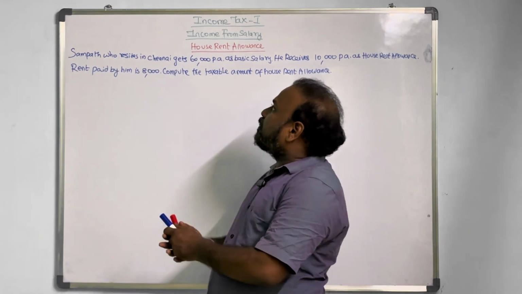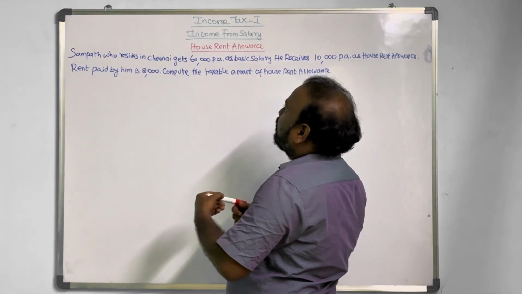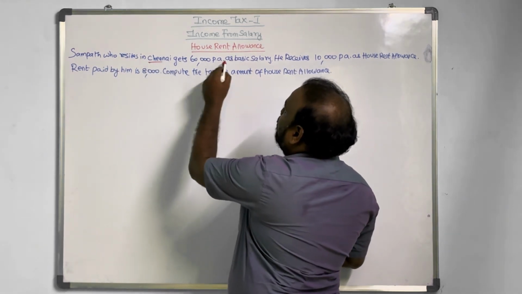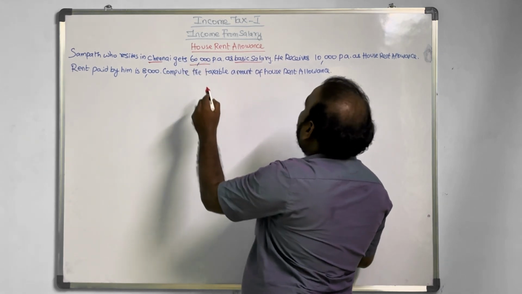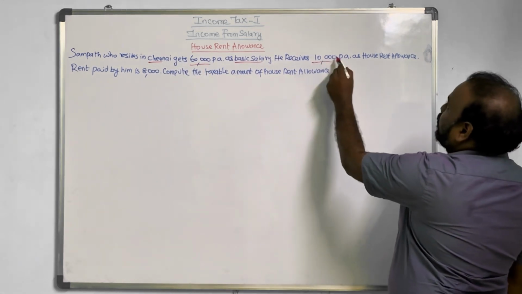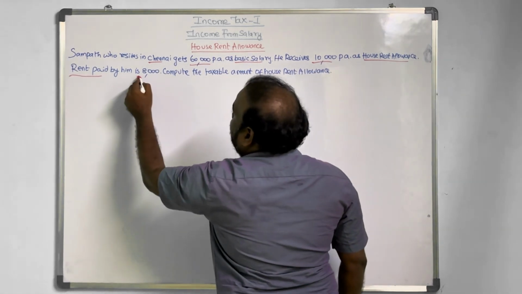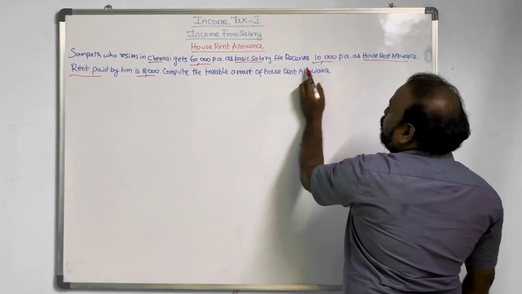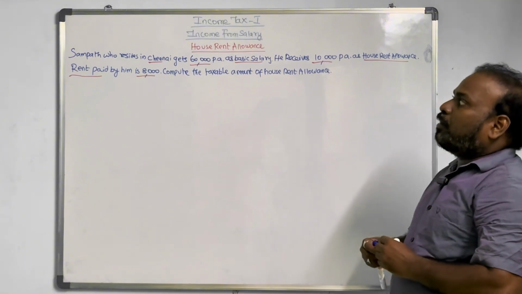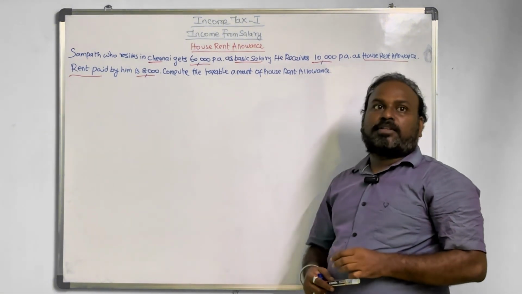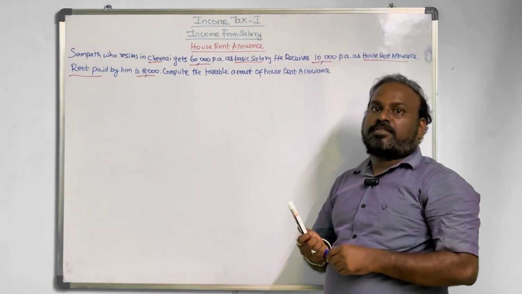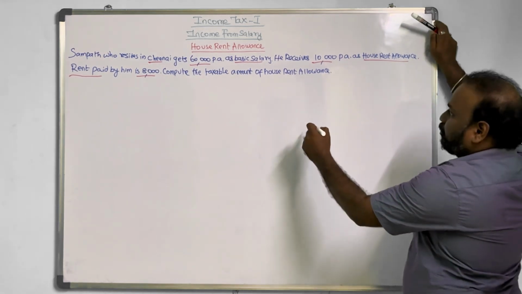Sambat, who resides in Chennai, gets 60,000 per annum as basic salary. He receives 10,000 as house rent allowance and the rent paid by him is 8,000. Compute the taxable amount of house rent allowance. Before going through the solution for this problem, we need to know the provisions of house rent allowance.